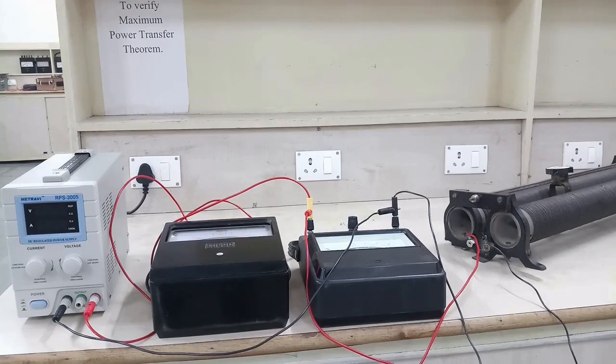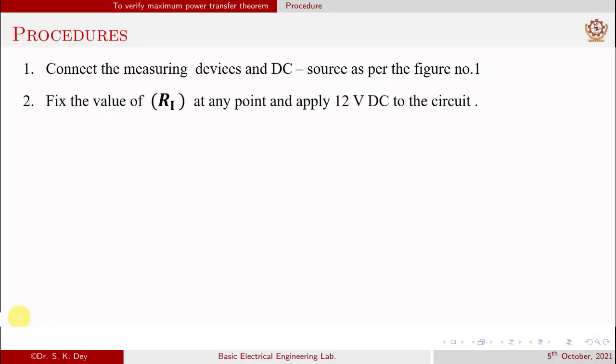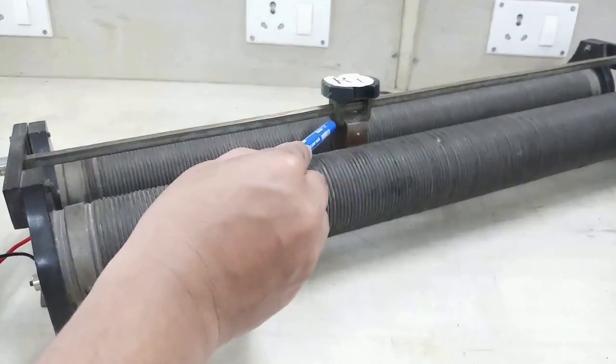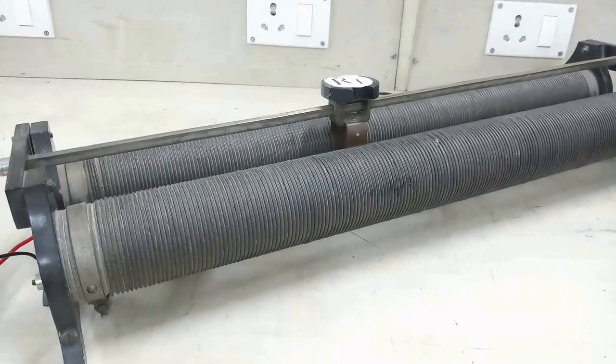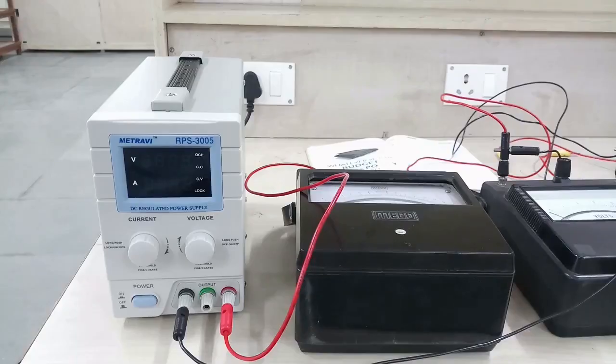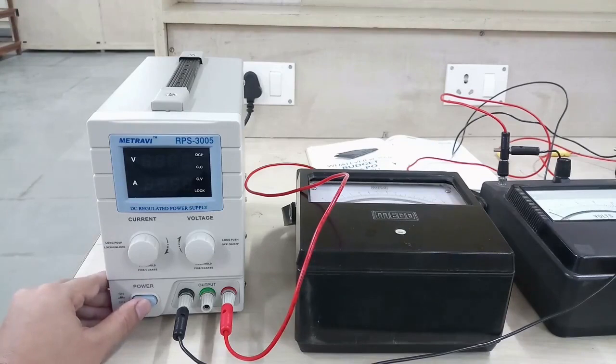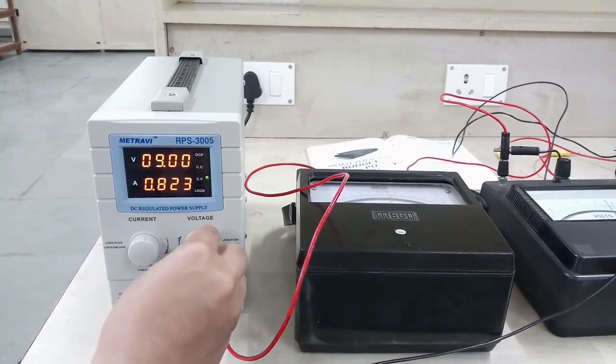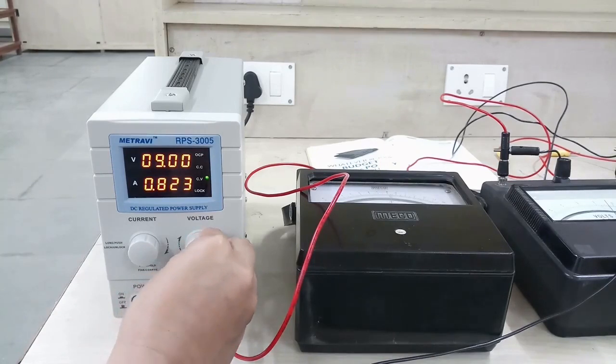So as per the first circuit diagram, our connection is over. Now we will switch on the power supply. Next, fix the value of Ri at any point and apply 12 volt DC to the circuit. Now we will fix this rheostat at any point. Now we will switch on this DC source and we will apply almost 12 volt.